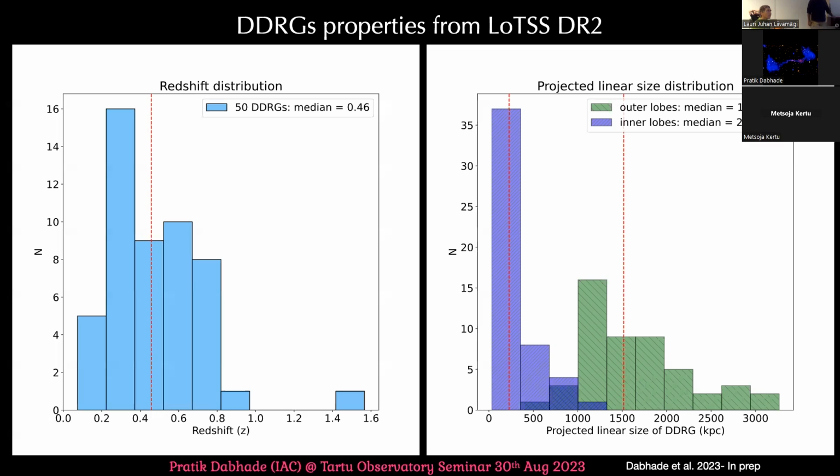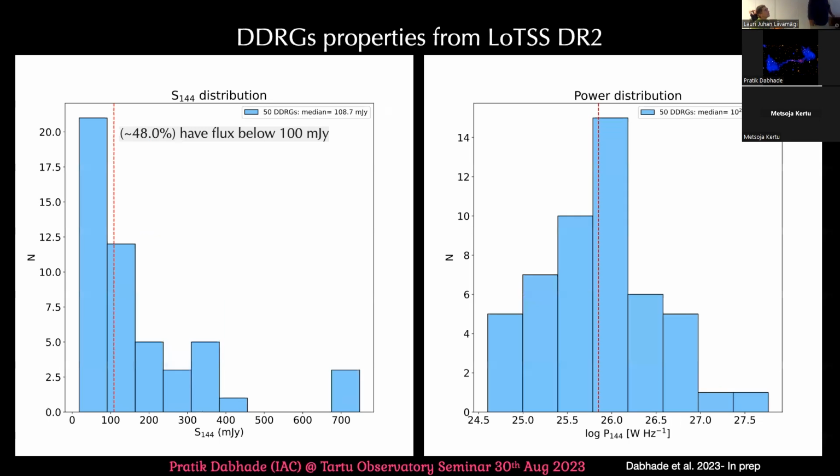So here are some general properties I'm displaying about the inner and outer sizes, and the redshift of the 50 or so we found. Here is the flux and power. Now, I mentioned that 48% are below 100 millijansky. 100 millijansky is the radio flux unit, which is really low. And that is the power of the LOFAR telescope, that they are going really down to microjansky level noise so that we can uncover more of these very faint sources.